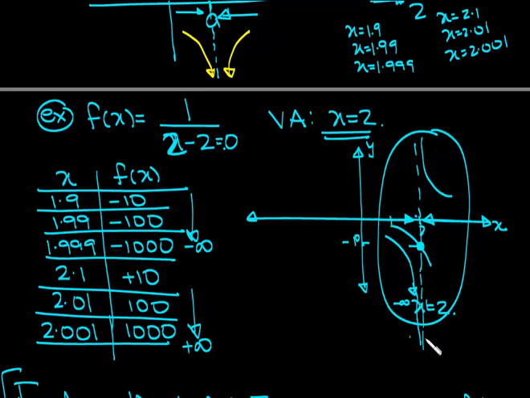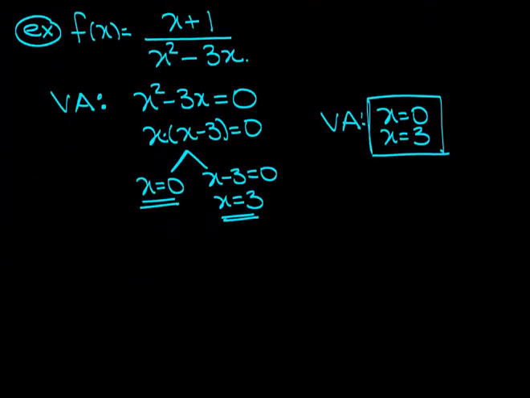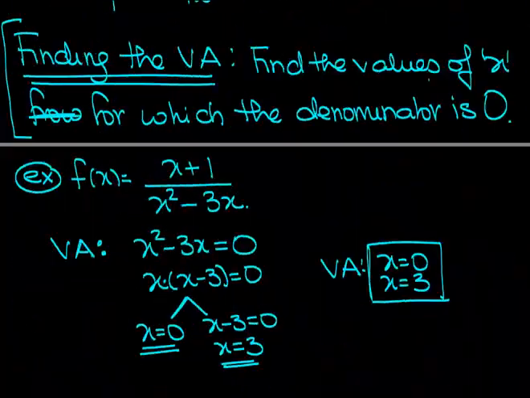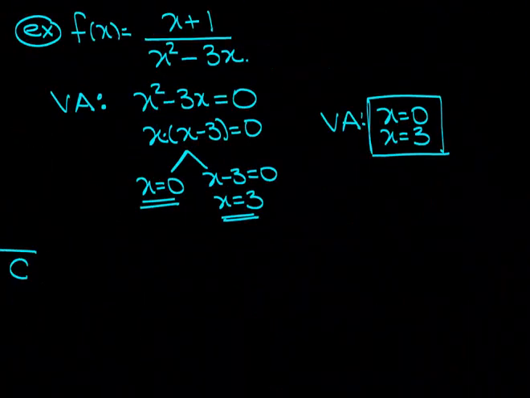An asymptote is an imaginary line to which the graph gets closer and closer to, as in this case, as x values get closer and closer to 2. That's what an asymptote is. So I showed you how to find the vertical asymptote. I gave you an example. So now let's take a look at how to find the horizontal asymptote.